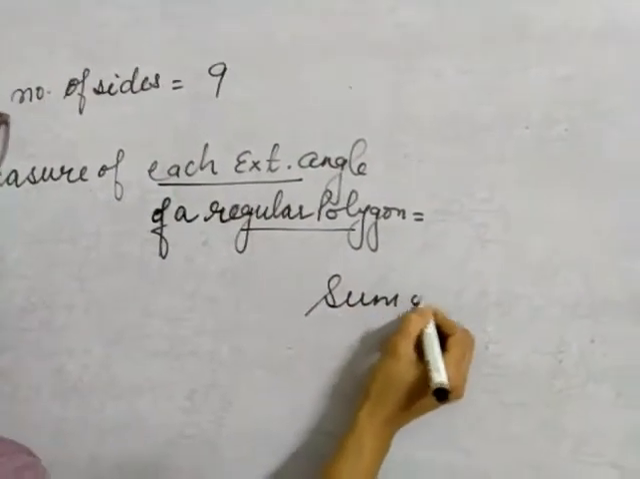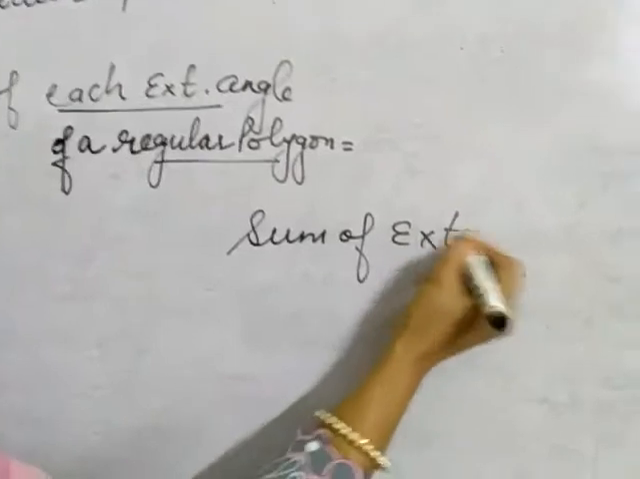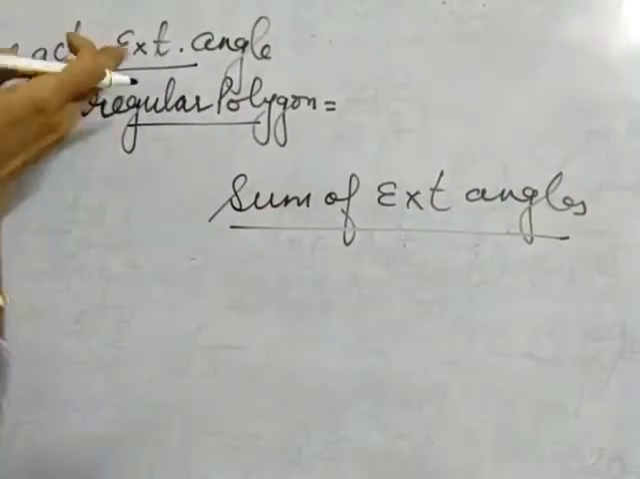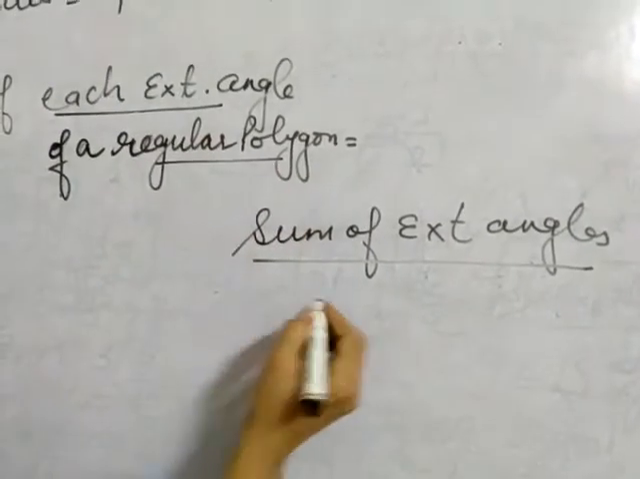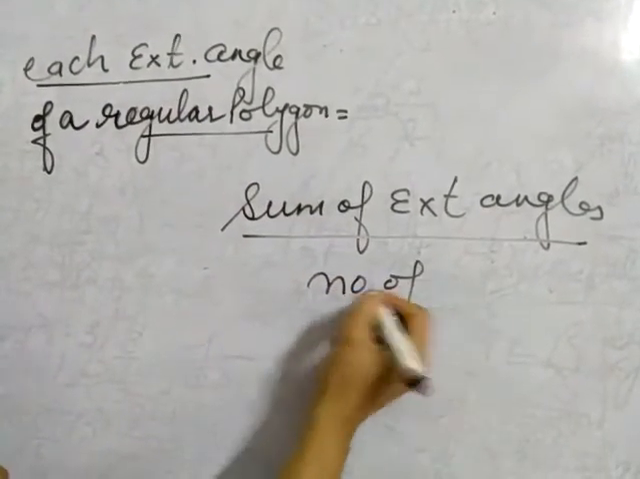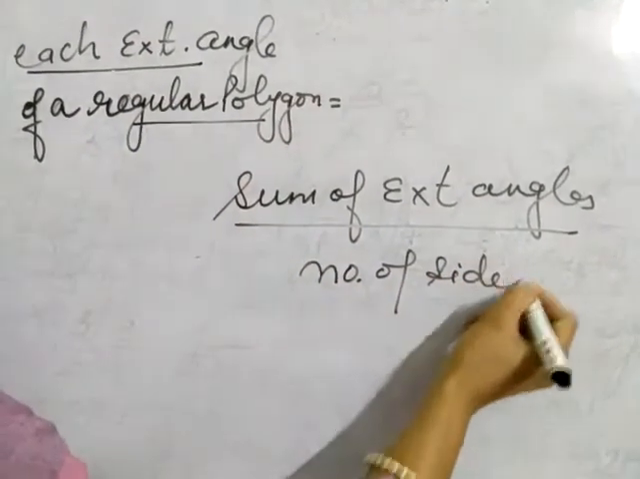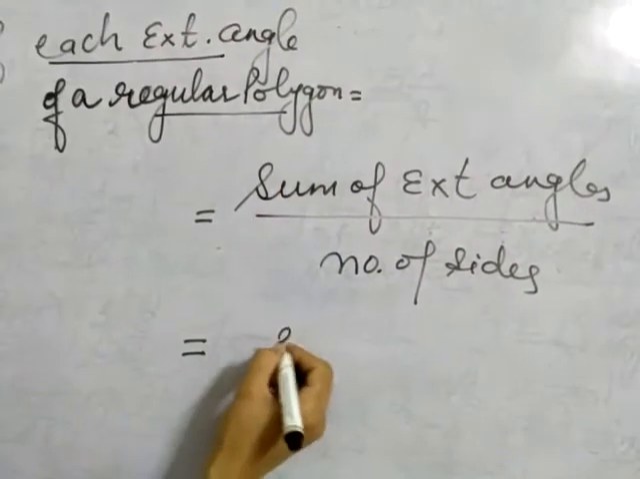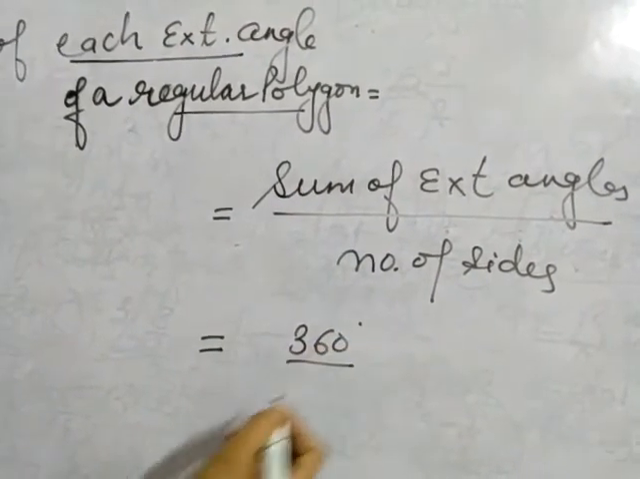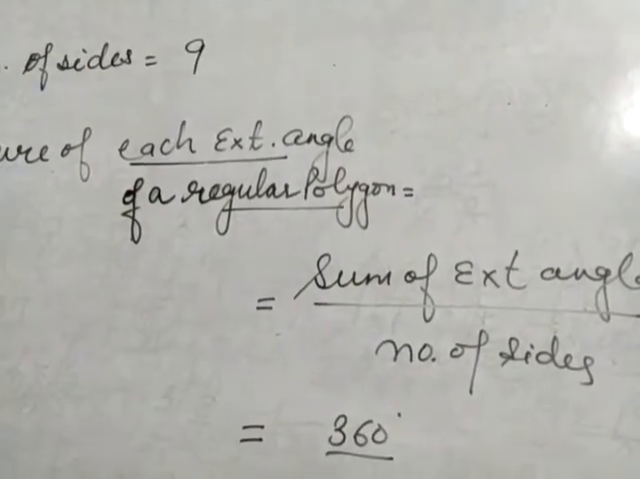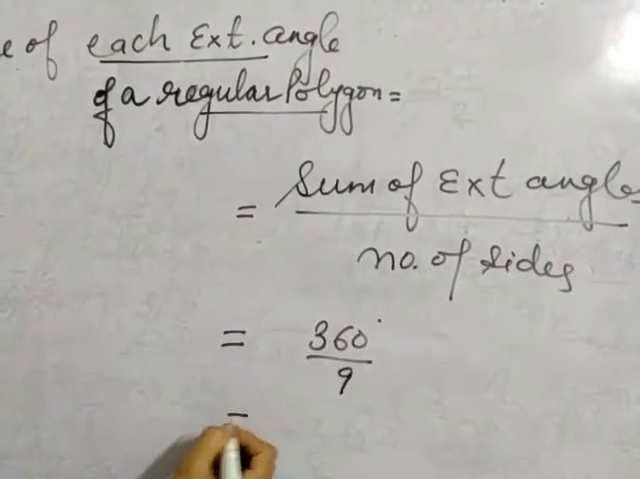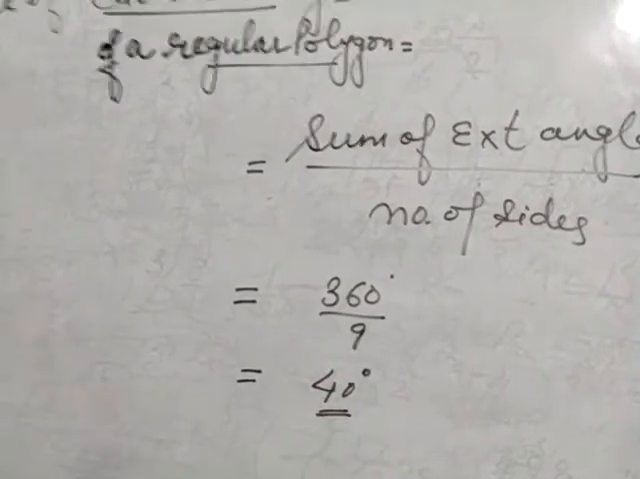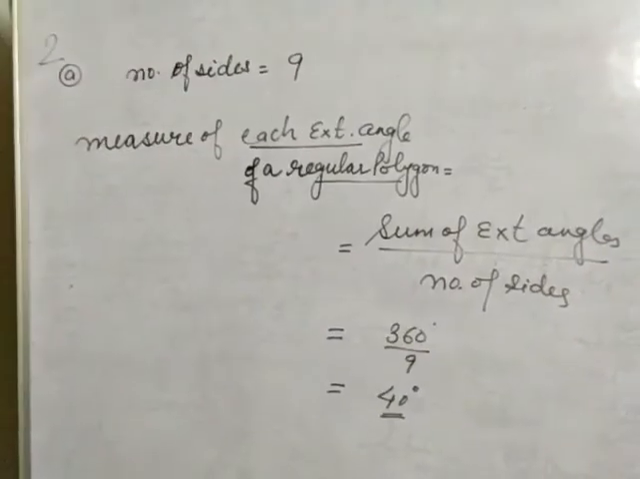It's equal to sum of exterior angles divided by, when you have to find each exterior angle, what do you divide by? It was to be divided by number of sides. So it's equal to sum of exterior angles, which is 360 degree. Number of sides given to you is 9. So divided by 9. And the answer is 40 degree. So the measure of each exterior angle is 40 degree.